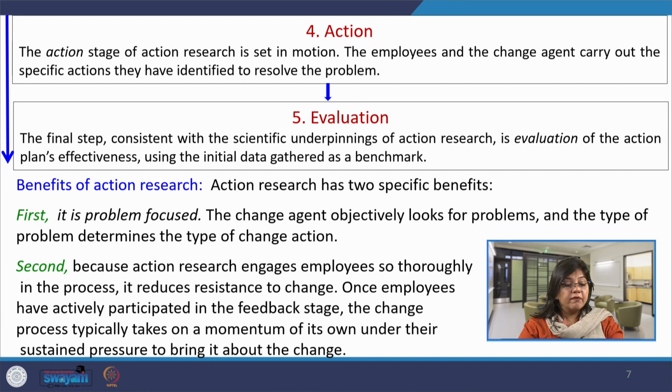So, once employees have actively participated in the feedback stage, the change process typically takes on a momentum of its own under their sustained pressure to bring about the change. So, the employees themselves, when they are engaged, participate in problem solving and change management initiation. They are themselves driving the momentum in order to execute that change. So, this is about action research, which is highly problem focused.